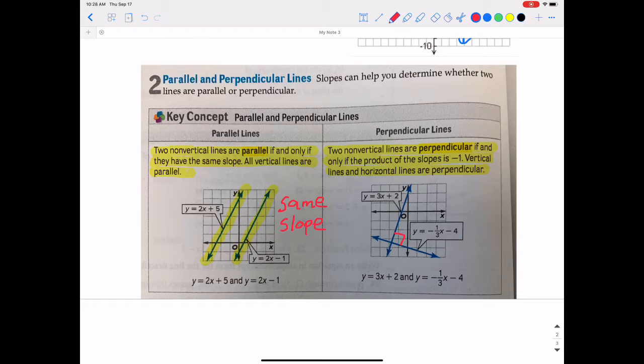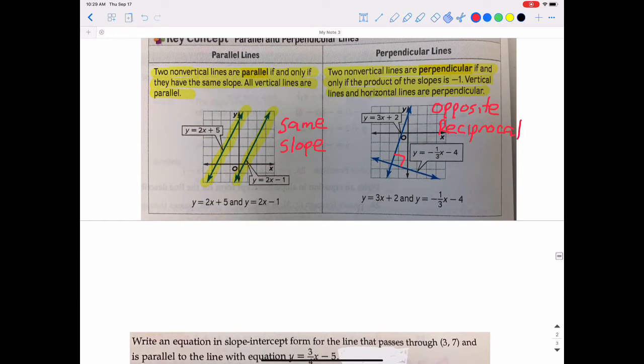And perpendicular lines, another way of describing this, have opposite reciprocal slopes. Remember, reciprocal is a word that we've already used, a fraction that's been flipped over. Opposite in terms of math means different signs. So some examples of opposite reciprocal slopes might be a slope of 2/3. Its opposite reciprocal is -3/2. So opposite sign and the fraction's been flipped over.